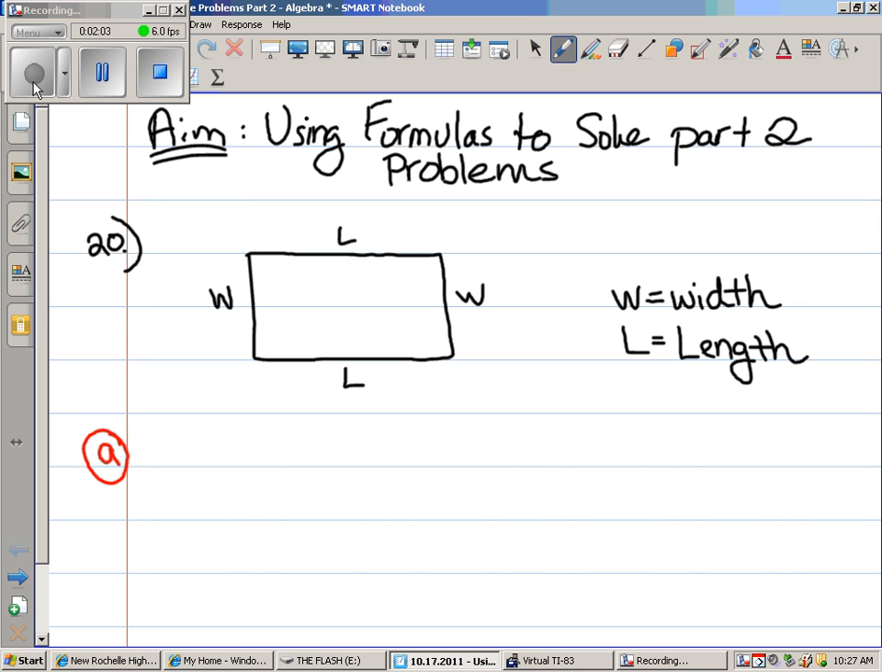So how do you calculate perimeter? Think about it. What would you be doing for this shape? Very nice. Perimeter for a shape is going to be equal to length plus length plus width plus width. That's the easy way of writing it. And the more elegant way of writing that out is to say 2L plus 2W.